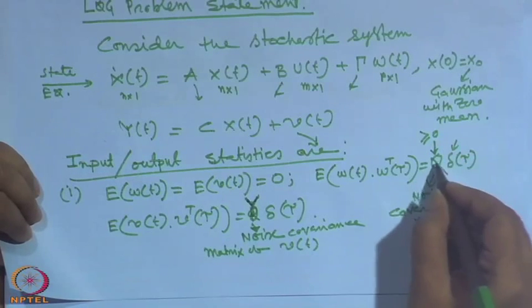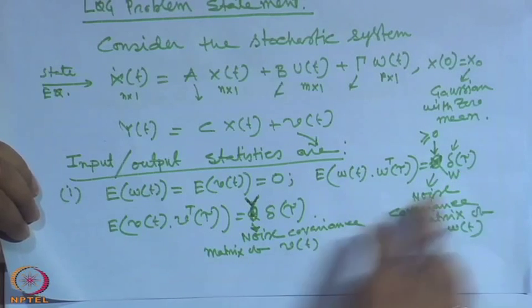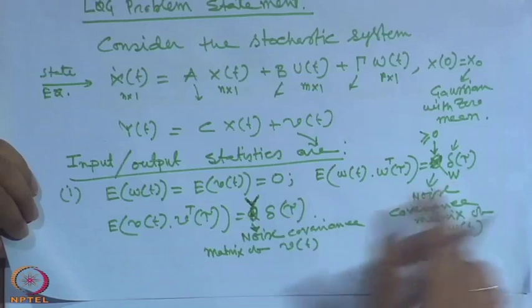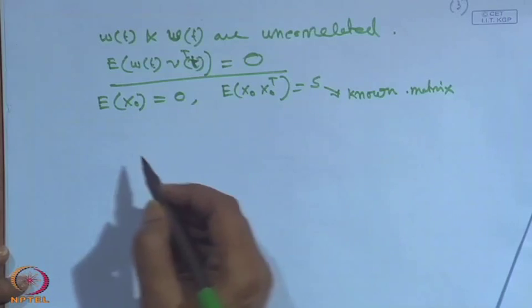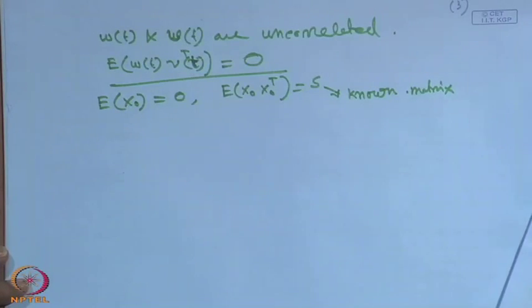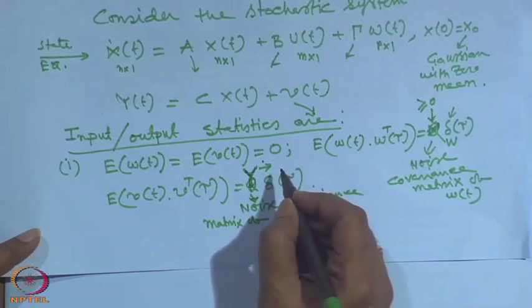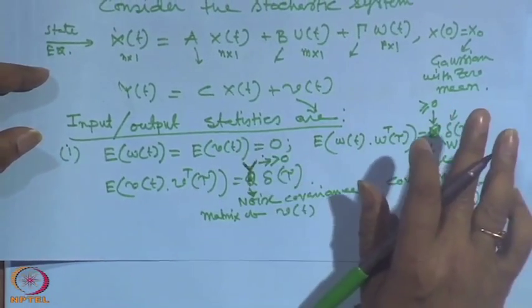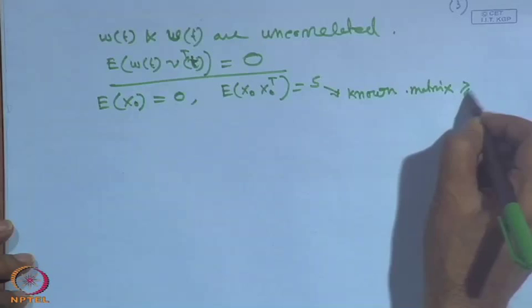So we will not use Q here; we will use capital W. Capital W is the noise covariance matrix of w, because Q was used in the LQR problem as the state weighting matrix. In order to avoid confusion, we have used W and this is V. So this is the input noise covariance matrix, which is positive semi-definite, and the measurement noise covariance matrix is positive definite, we made that assumption, and they are symmetric.